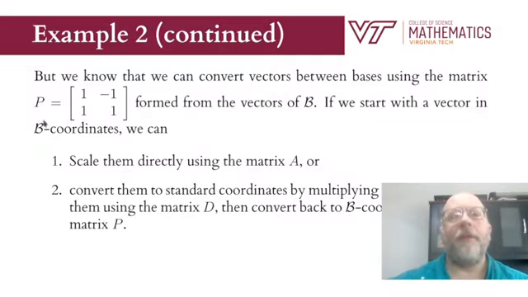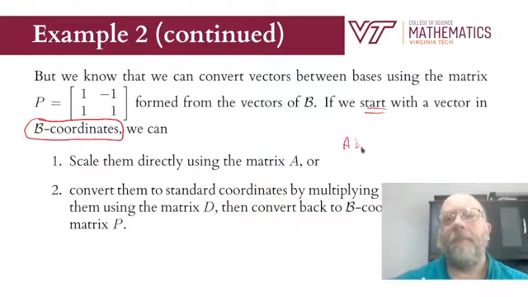And so if we start in the alternate coordinate system, if we start with a vector that's in B coordinates, then there are two things that we can do that give us the same result. We can either scale that vector using the matrix A. That is, take A times B1, and that's 3 times B1, or take A times B2, and that's -1 times B2.